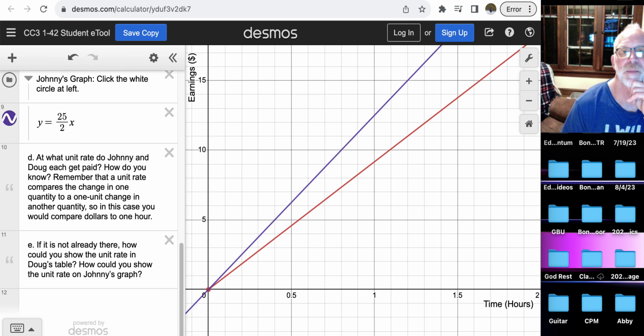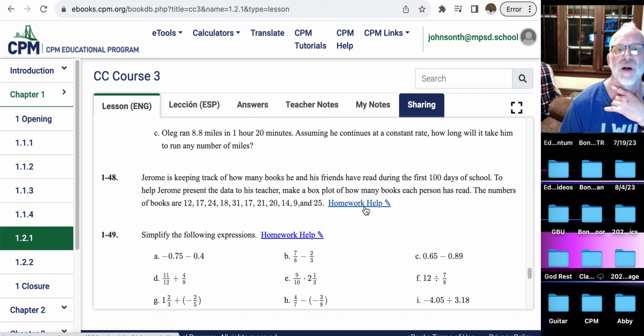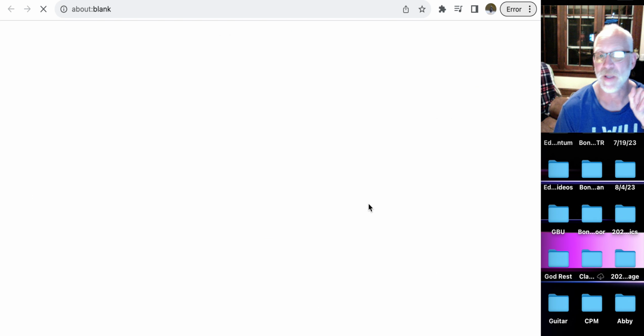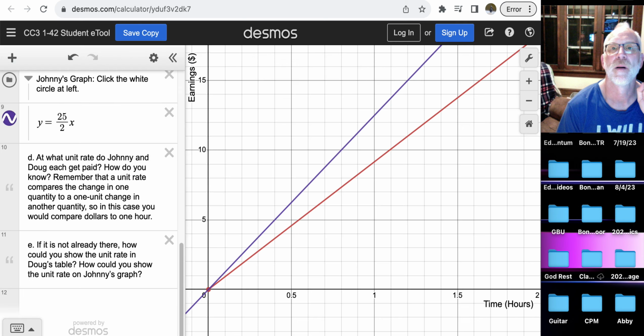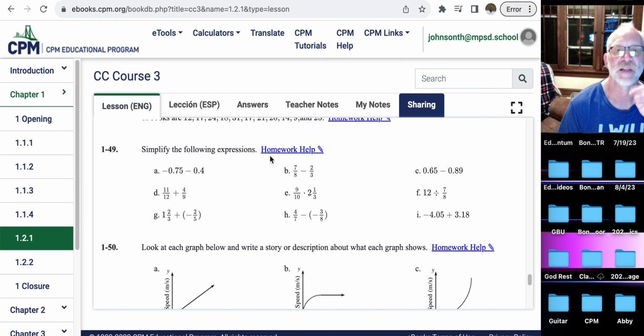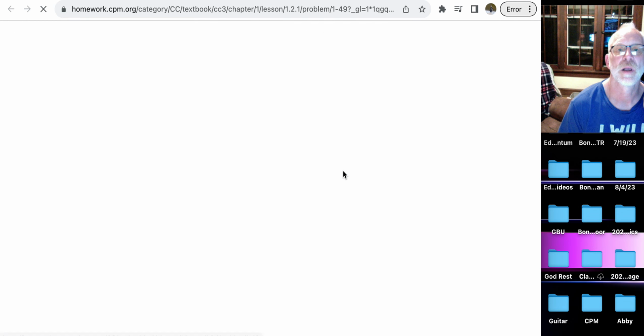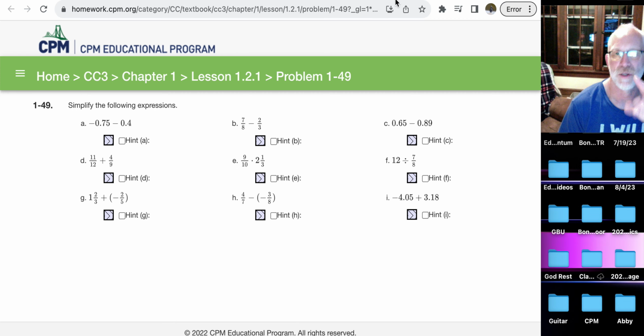Remember, if you need a hint to get started, you can go to your help. Jerome is keeping track of books, and he wants to make a box plot. If you need a reminder on how to make a box plot, please check your homework help. And then we went into simplifying the following expressions. Use your help as needed.